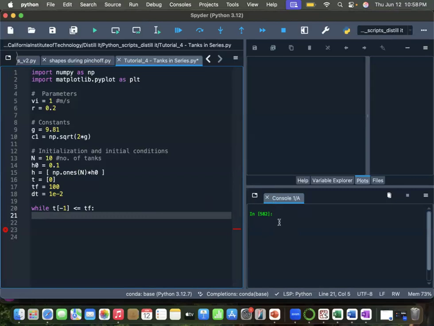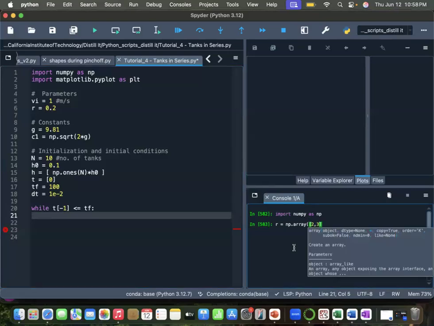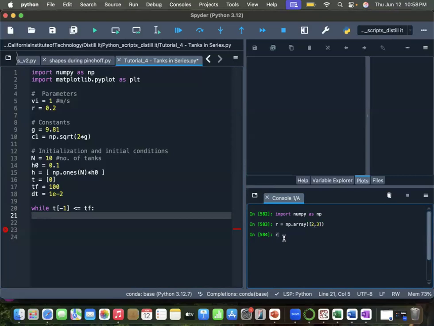So the first thing that I want to cover is how to append a value to a numpy array. So let me just import numpy in my command window over here. So import numpy as np. And then let's say I make an array, r equals np.array([2, 3]), right? So now we have the numpy array 2, 3, right?